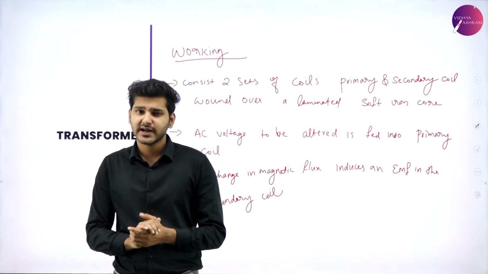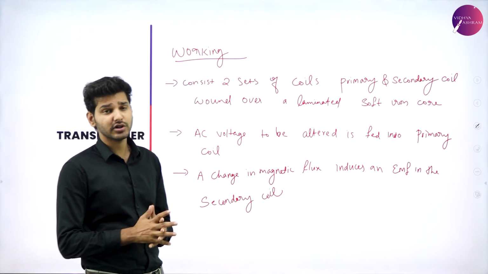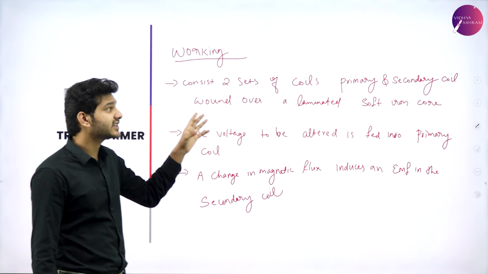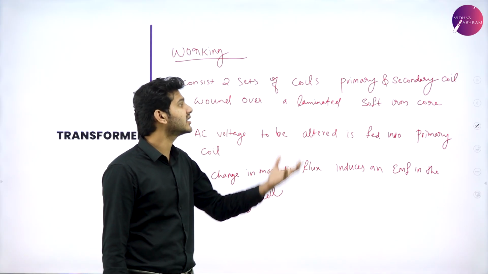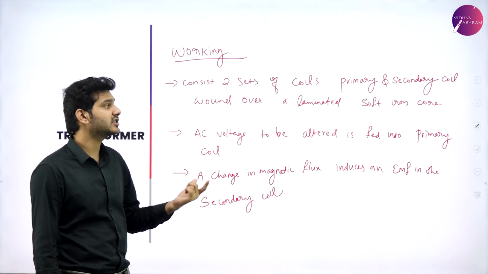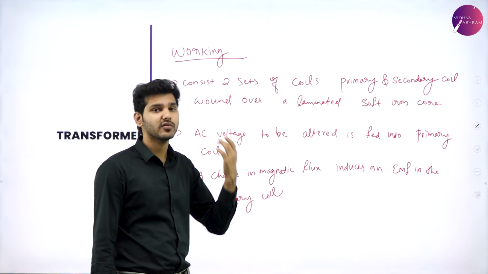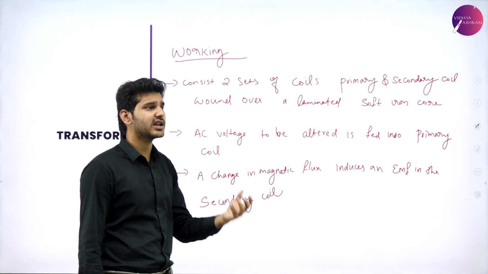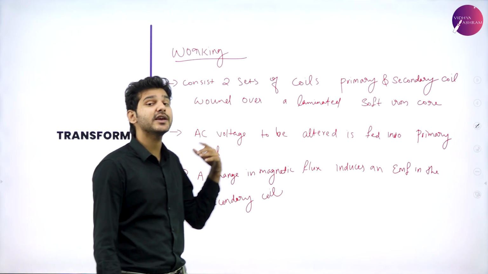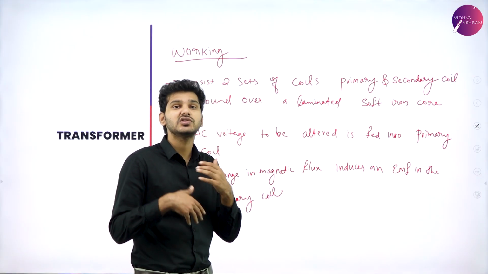So again, the last part, that is the working principle behind a functioning transformer. These are all the basic things you already know. That is, the transformer will consist of two sets of coils, the primary and secondary coil, wound around a soft iron core which is laminated. So two windings will be there, one primary and one secondary, which act as the input and output. And then the AC voltage to be altered, which means the alternating current which has to change.